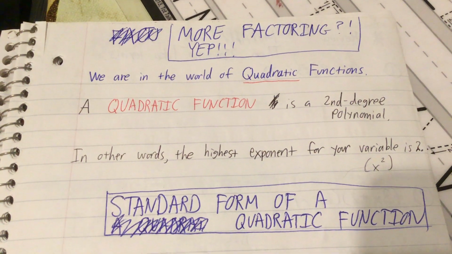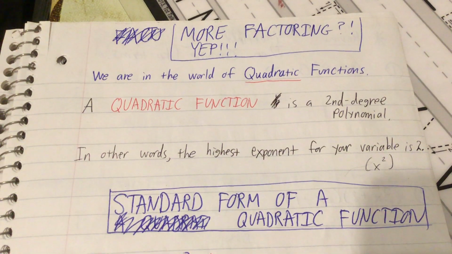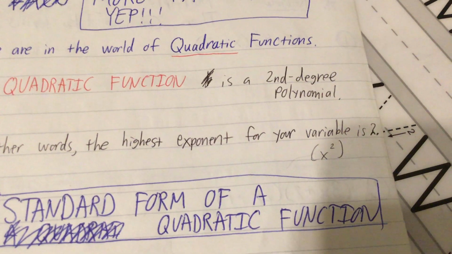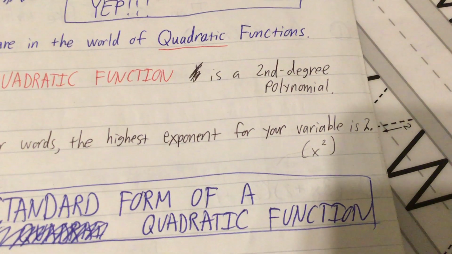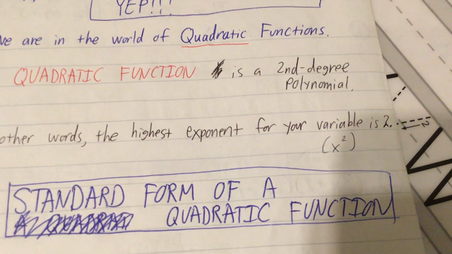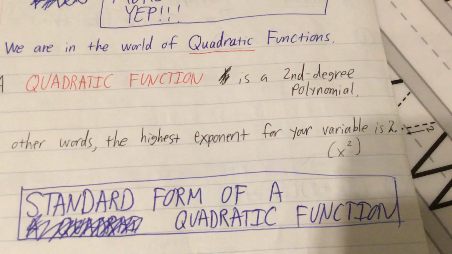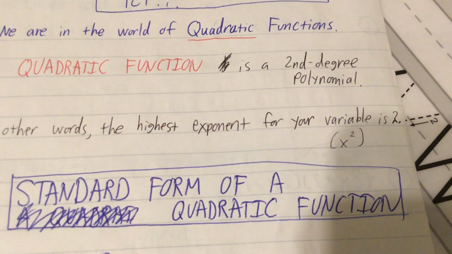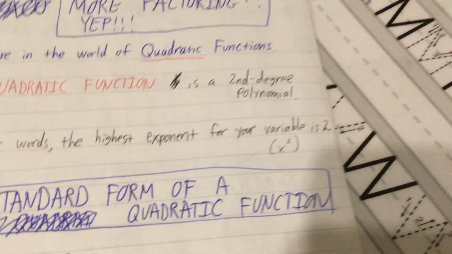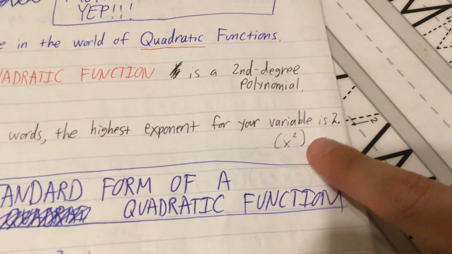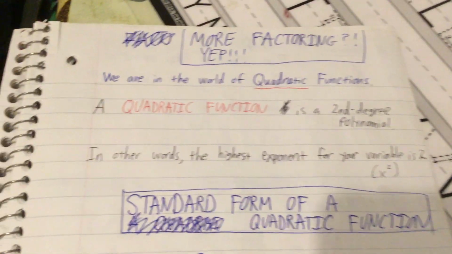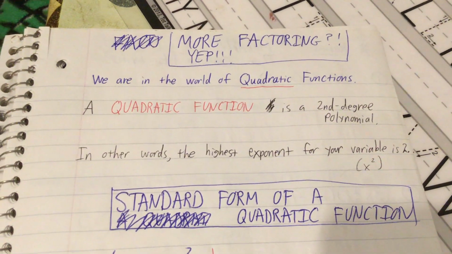Remember that a polynomial is multiple terms in the same expression. So if we have a quadratic function, in other words, a second degree polynomial, that means that the highest exponent we see for x is 2. There should only be x squared as the highest exponent, not x to the third, not x to the fourth, not x to the fifth, and so on and so forth. So x squared is the highest exponent that you will see for your variable. So a quadratic is a second degree polynomial.